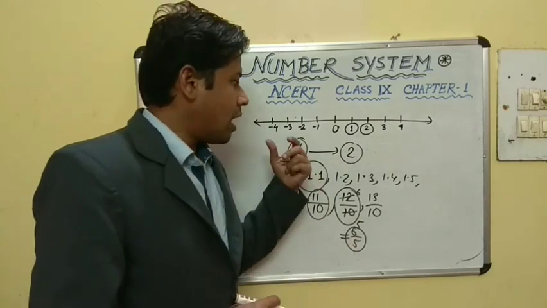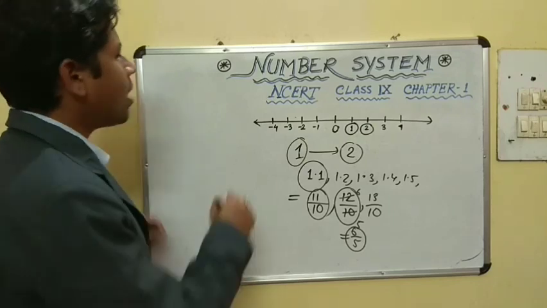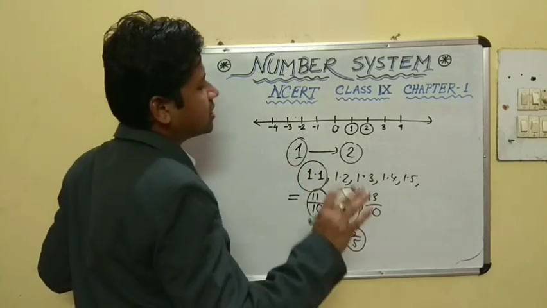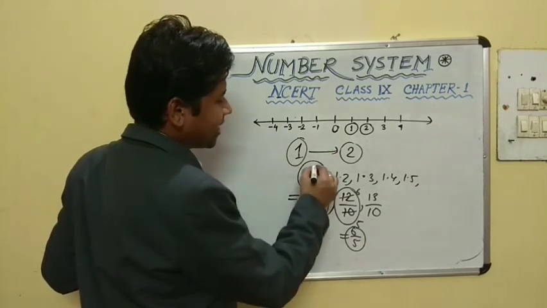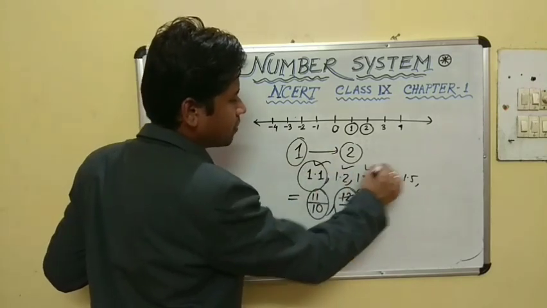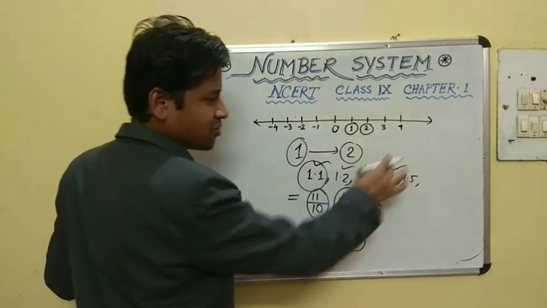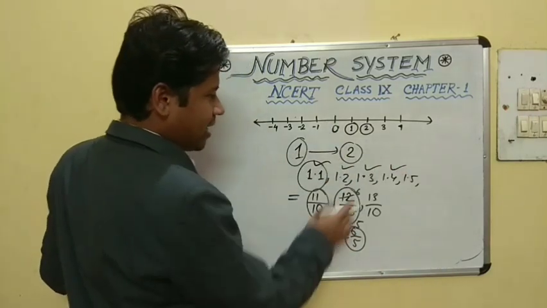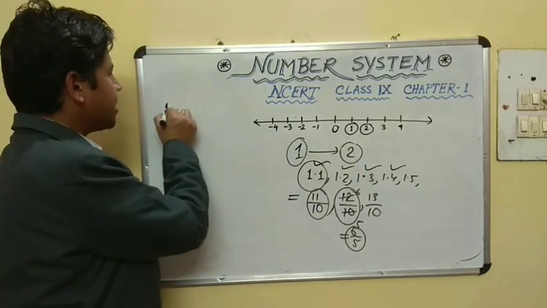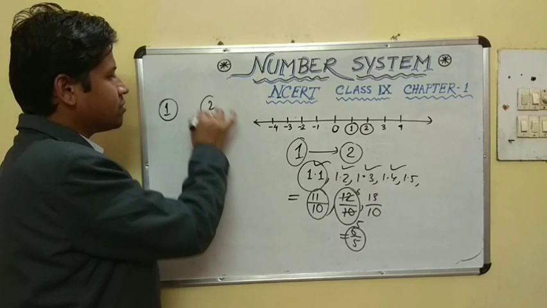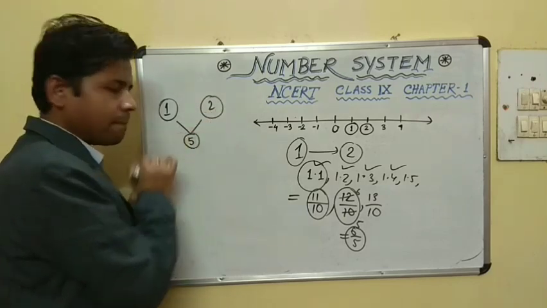So if there is a question, suppose you have to find 6 rational numbers between 1 and 2, you can say 1.1, 1.2, 1.3, 1.4. If it is a whole number, it is very easy to say. But in another process, we can also solve it. Suppose there are two given numbers 1 and 2 and you have to find 5 numbers between them.